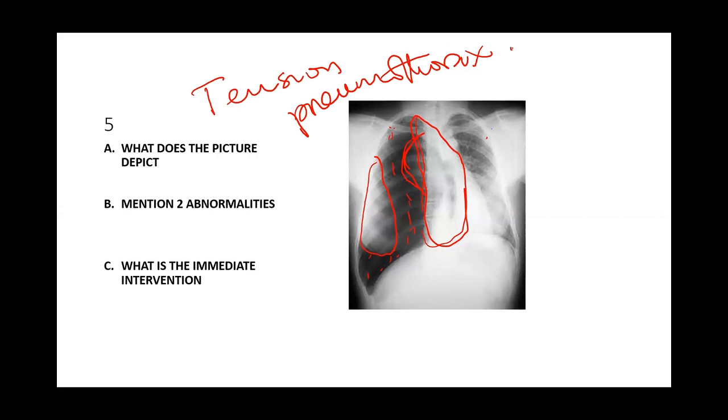Now, they said you should mention two abnormalities that are seen. One, you can see there's mediastinal shift. Two, there is pneumothorax on the affected side, and there's compression of the lungs on the contralateral side. Usually, this patient present with severe difficulty in breathing, inability to complete a sentence on a single breath. They have distended facial and neck veins with severe respiratory distress.